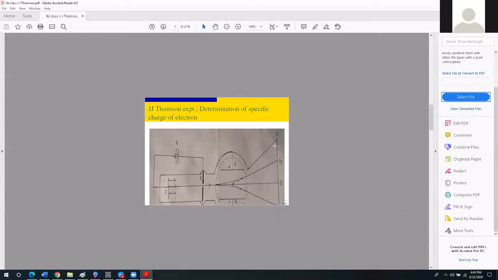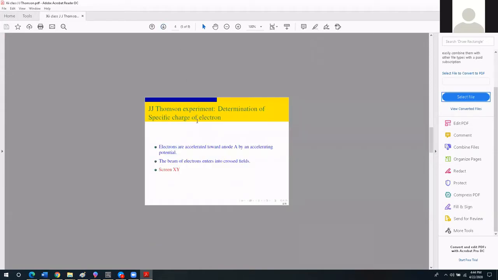XY is the screen, which is coated with a fluorescent substance, so that when a beam of electrons bombards it, a luminous glow is produced on it. Okay, this one was for the construction, the screen XY, and the next one is for the working.